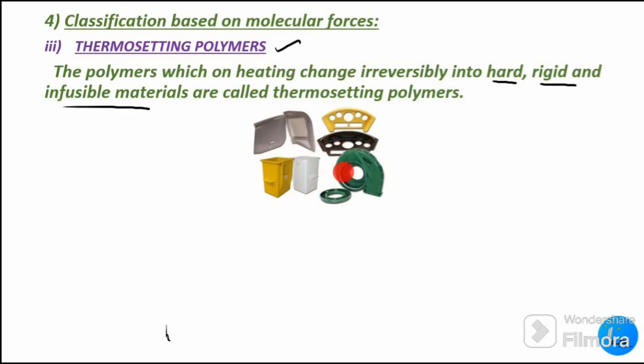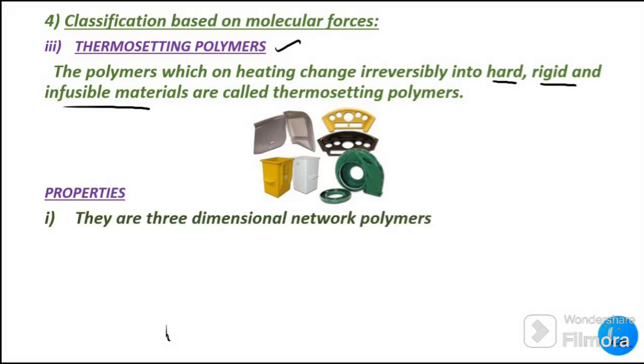Actually, these thermosetting polymers are usually prepared by heating relatively low molecular mass semi-fluid polymers in a mold. So on heating, they become infusible and form an insoluble hard mass. So why does it become hard? The hardening on heating is due to the formation of extensive cross-linking between the different polymeric chains. This is the reason why they become so hard.